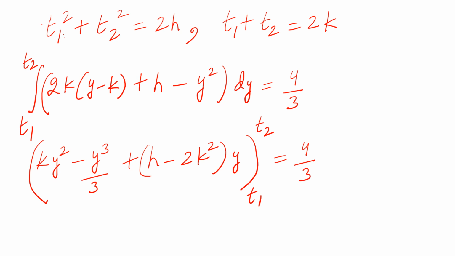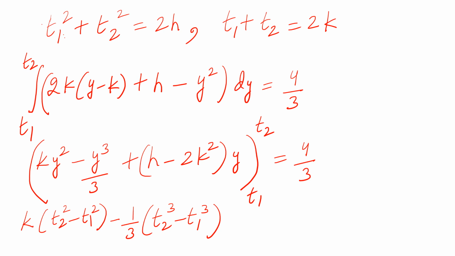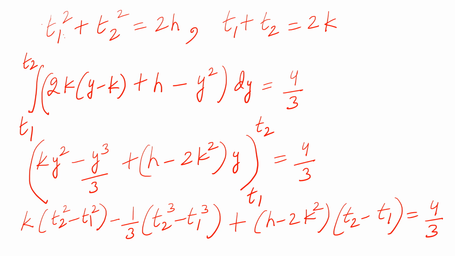Now students, it can further be written as k into (t2 square minus t1 square) minus 1 upon 3 into (t2 cube minus t1 cube) plus (h minus 2k square) into (t2 minus t1) equal to 4 upon 3. Now students, we move further.